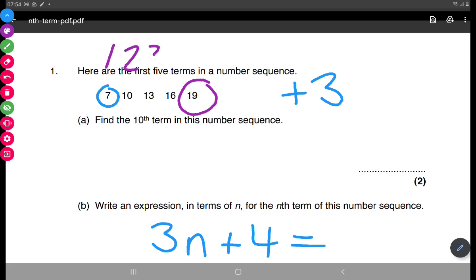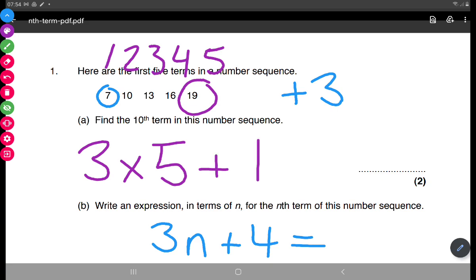1, 2, 3, 4, 5. It's the 5th number in the sequence. So we would write to check. This isn't the answer to question A, by the way. 3 times 5 add 1 equals.